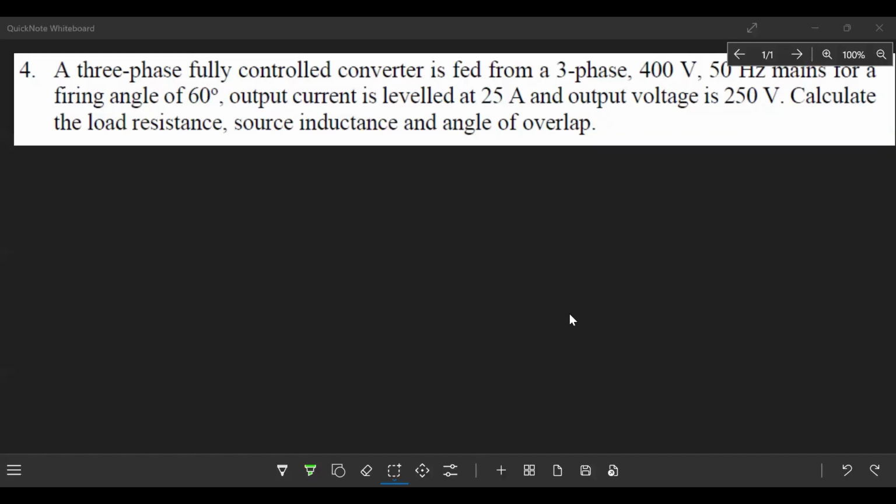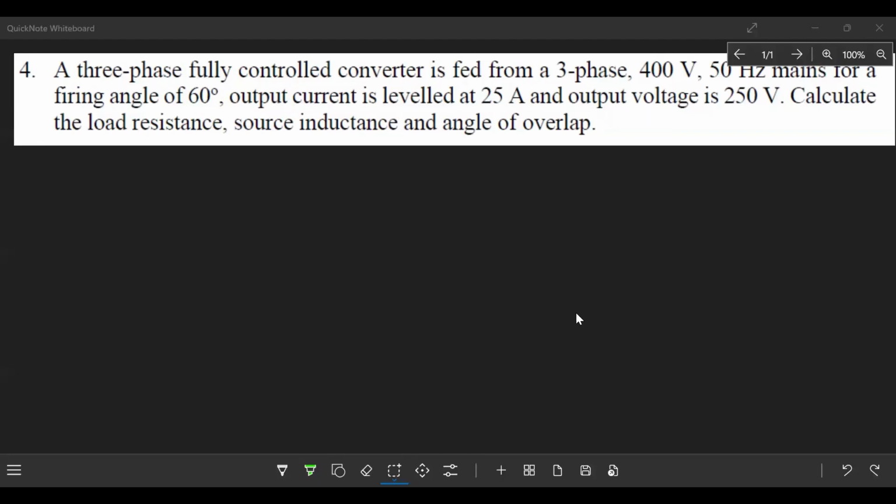So the question again is from assignment number 3, and this is question number 4. It's also based on the same principle that we looked at, where we have the source inductance. All right, so let us look at what we are given.